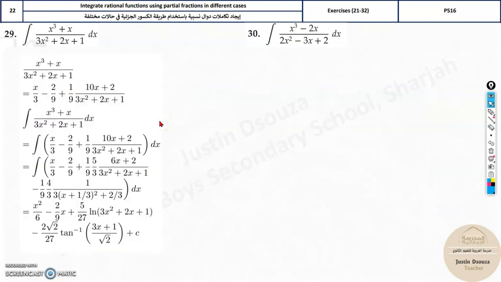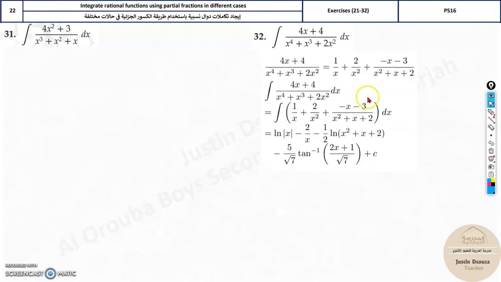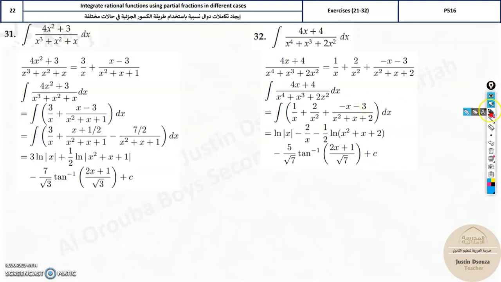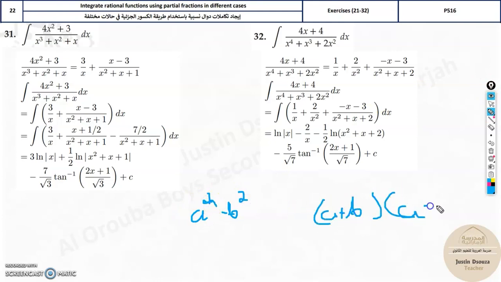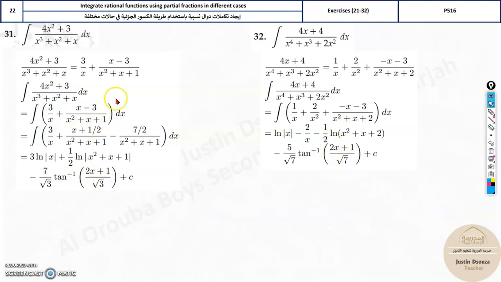And try to remember the identities as well. They might come in handy. Say, for example, the a square minus b square identity is a plus b, a minus b. And a plus b the whole square is a squared plus 2ab plus b squared. Similar such identities. So that's the end of the 22nd topic.